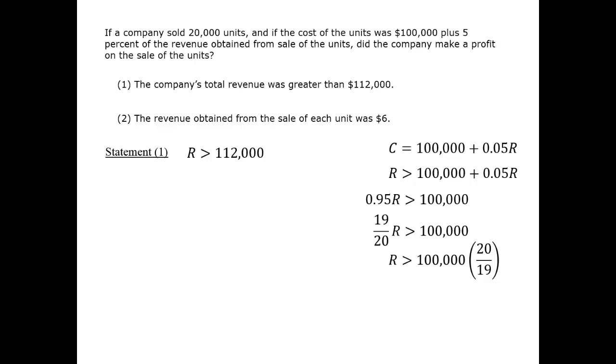Therefore, statement 1 gives us conclusive evidence that yes, R is greater than 100,000 times 20 over 19. Statement 1 is therefore sufficient.